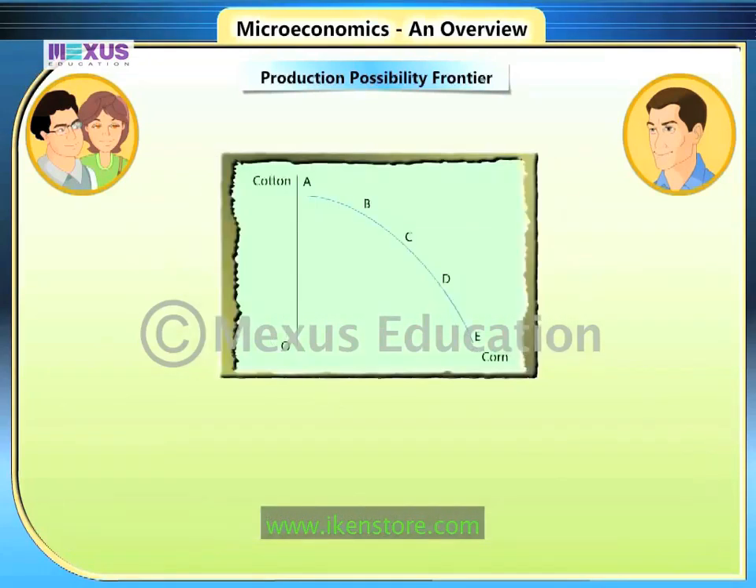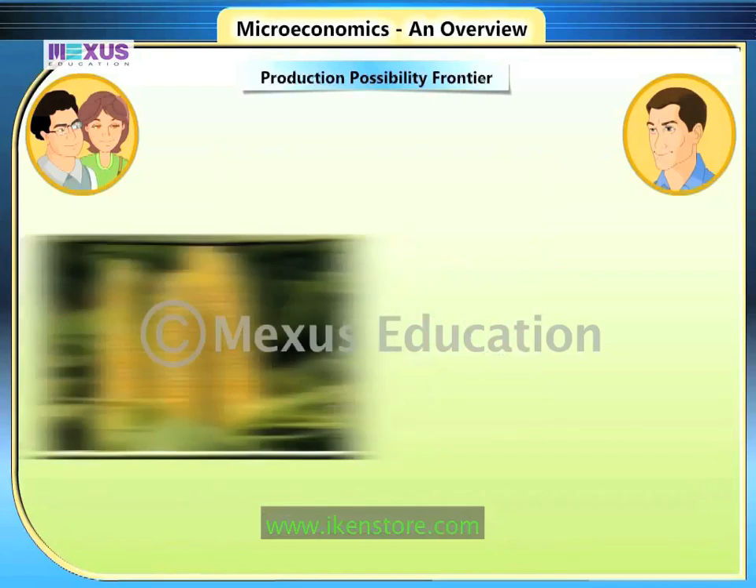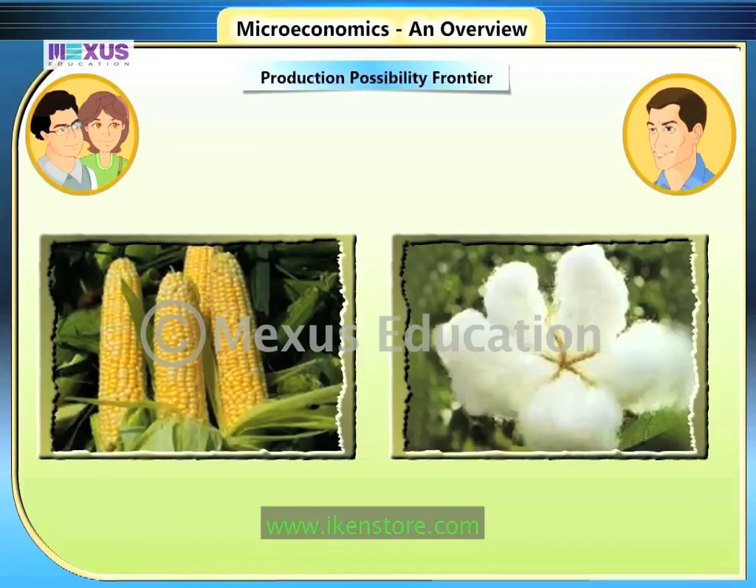The production possibility frontier gives the combinations of corn and cotton that can be produced when the resources of the economy are fully utilized. Any point lying strictly below the production possibility frontier represents a combination of corn and cotton that will be produced when all or some of the resources are either underemployed or are utilized in a wasteful manner. If more of the scarce resources are used in the production of corn, less resources are available for the production of cotton and vice versa.